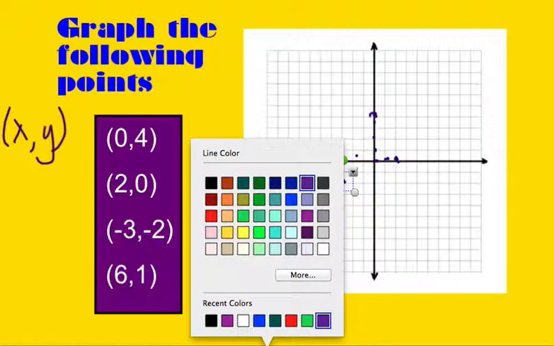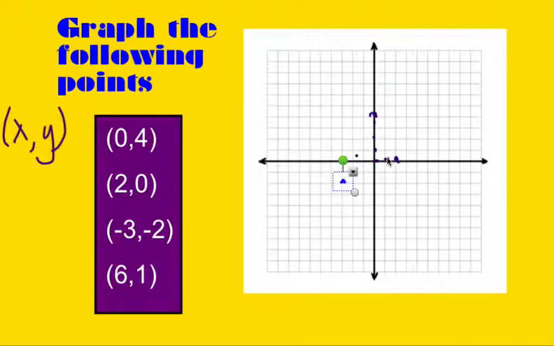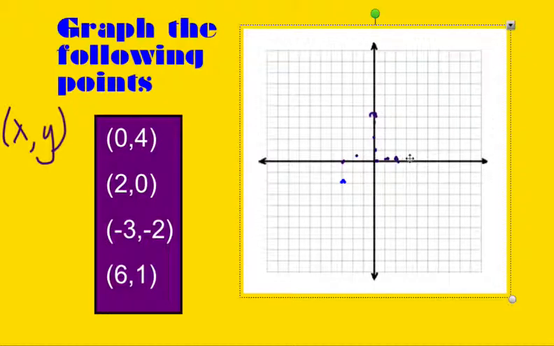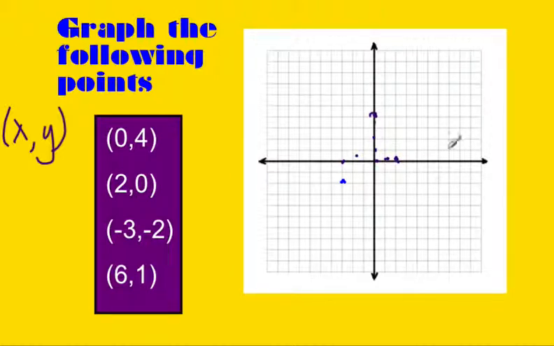Then finally, I'm going to go 6, 1. So I'm going over 6, up 1. So I'm going over 1, 2, 3, 4, 5, 6, and up 1. So I'm going to plot that point right there. Okay, so that's just getting some practice plotting points, and we're going to be doing a lot of this throughout geometry because we're going to be dealing a lot with shapes.